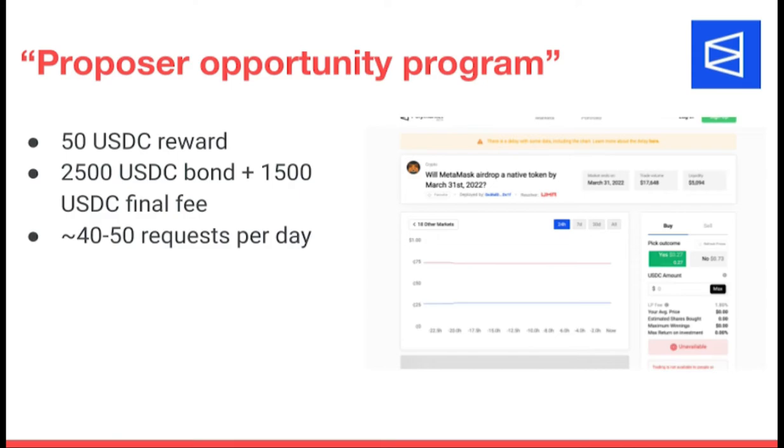We can see an example market over here where the question is, will MetaMask airdrop a native token by March 31st, 2022? And we can see that the resolver listed here is UMA. What Polymarket does is use what's known in the UMA system as price identifiers, which essentially lay out the methodology that people should use to arrive at the value that they should propose.